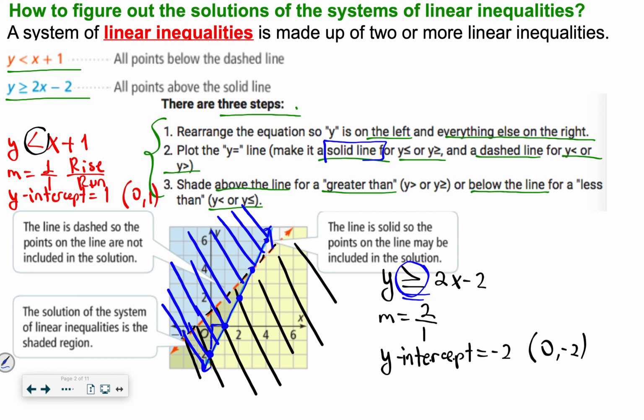Now, are we done? Not yet. We need to find the solution of the system of linear inequalities. How? The overlapped shaded area is your solution. Which part is this? As you see here, this is the overlapped solution. So this green area is the solution of the system of linear inequalities.